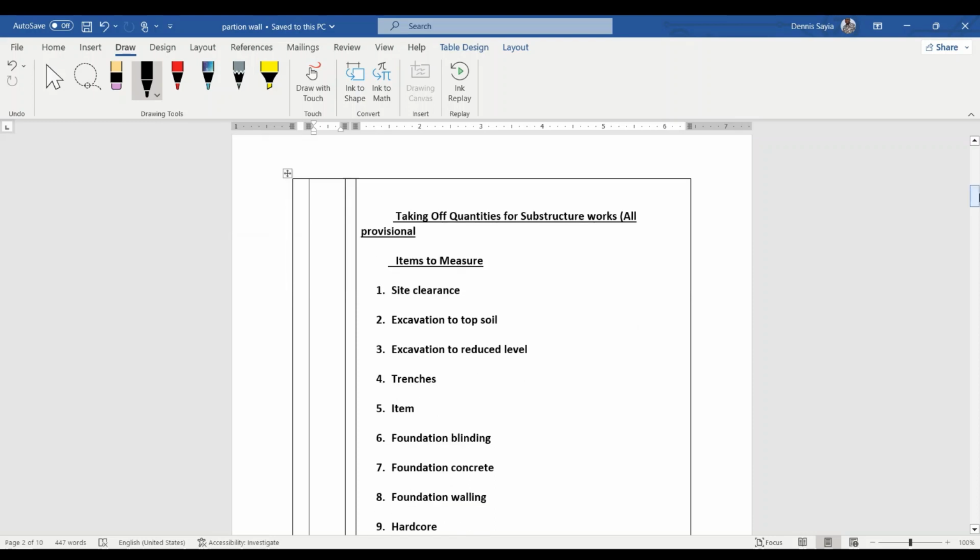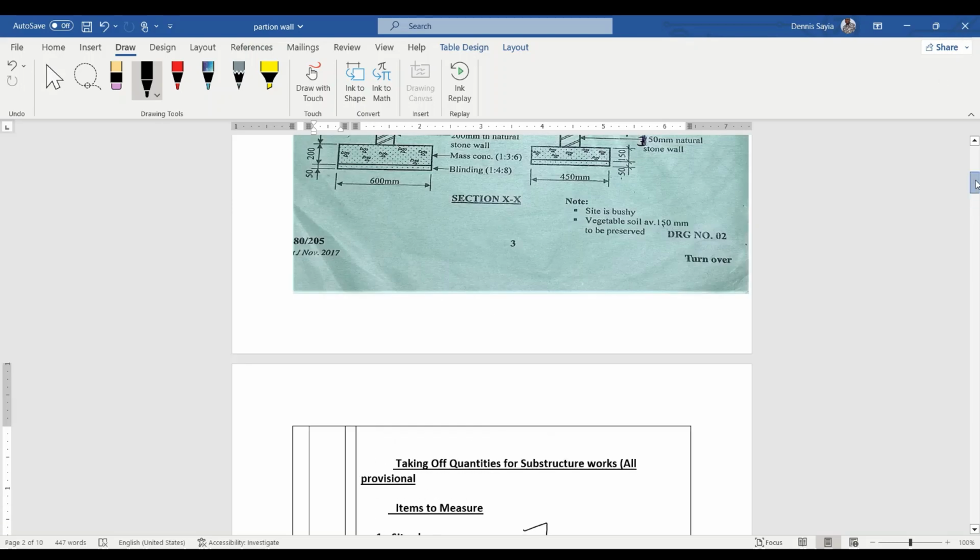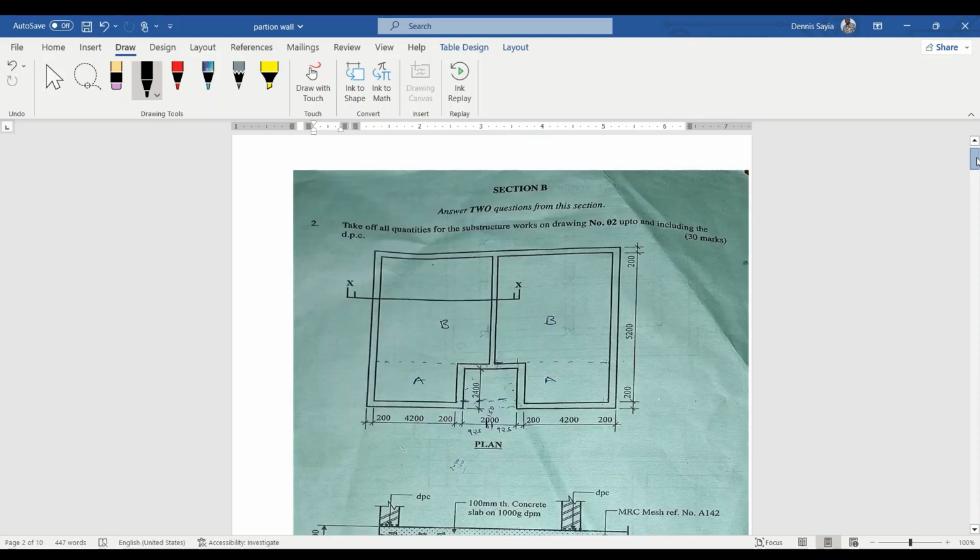These three items here share the same dimensions. So we are going to calculate the dimensions of the three items, and then we are going to book them together, and they are going to share the dimension, but we are going to give them different descriptions. Now for the site clearance, we need the length and the width of the site.